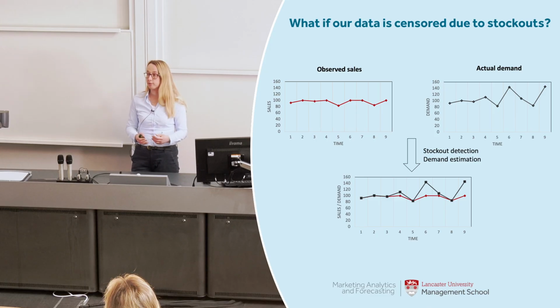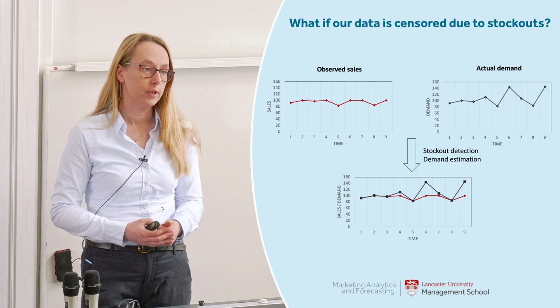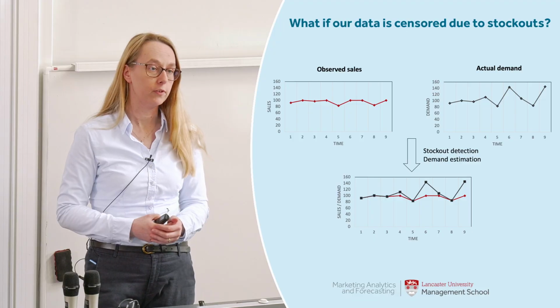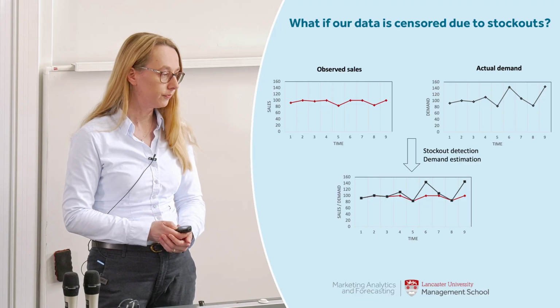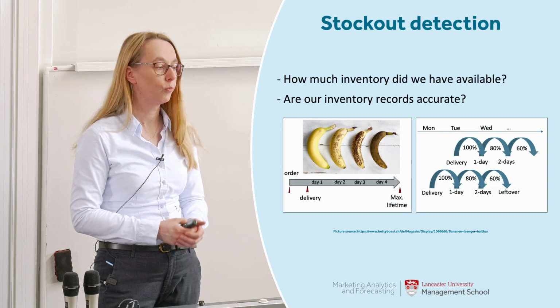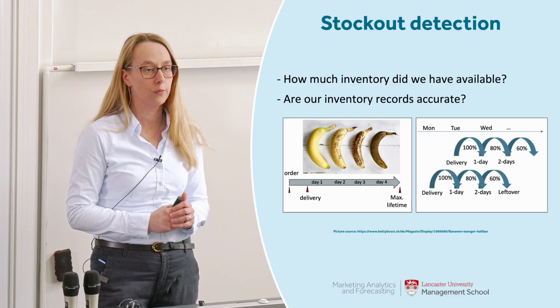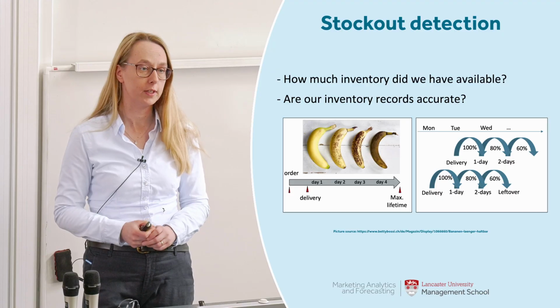So assuming you have detected a stock out, you would then move forward to estimate the demand. So rather than just using the sales data, which might be censored, it can be really useful to estimate the demand first, because then you don't risk underestimating your demand. So when it comes to stock out detection, we should always check what we think the inventory level was at that point in time.